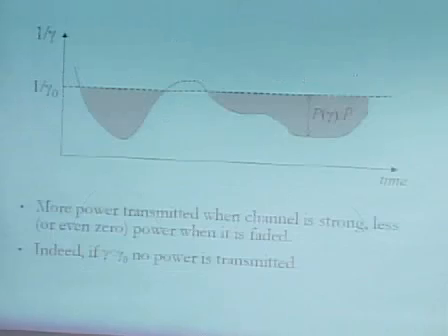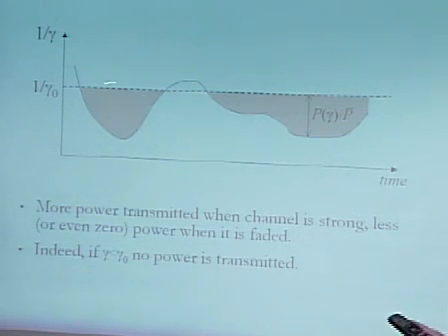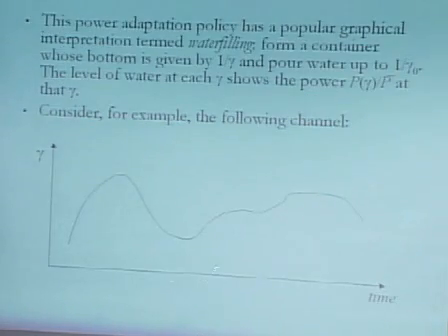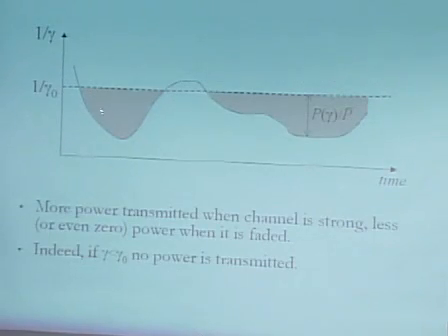In fact, here's the animation, right? So you do this. You turn the channel upside down and treat it as a container. You just put water up to 1 over gamma 0. And the level of water at each point in time tells you the value of P of gamma divided by P bar. Okay? So you can see here that this is a typical time where you're going to shut it off. So this is a bad fading, I guess here. And what you do is you just don't use the channel. Instead here, you're using a lot of power because these are good fading conditions. Okay?